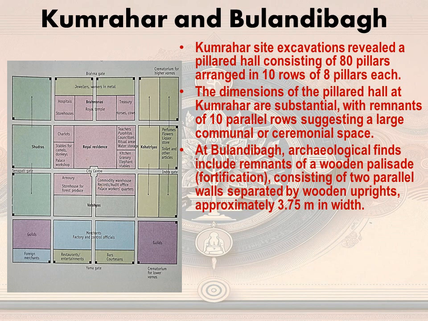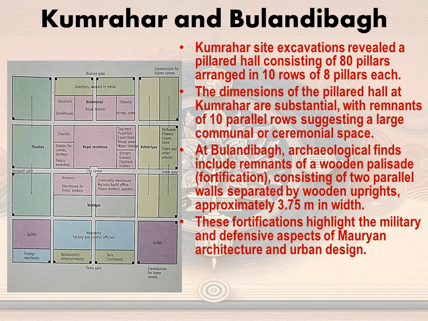At Bulandibagh, which is very near to Kumrahar, we find archaeological finds including remnants of a wooden palisade, which means fortification, as Megasthenes had stated that the city was surrounded by a wooden wall consisting of two parallel walls separated by wooden uprights approximately 3.75 meters in width. So not only do we get evidence of the wooden wall as Megasthenes had suggested, but we get definite evidence regarding the dimensions like width and length of the wooden wall.